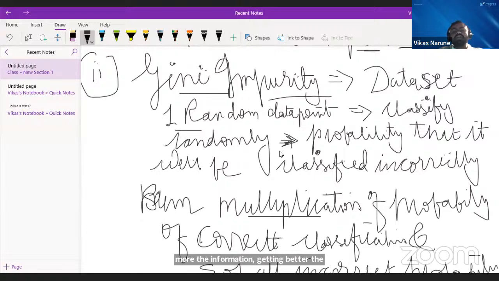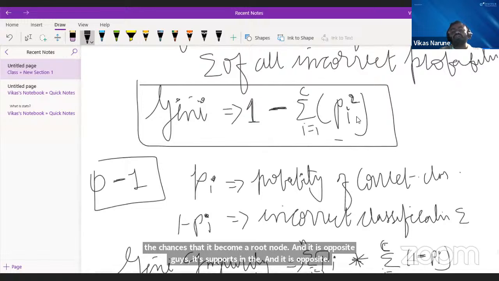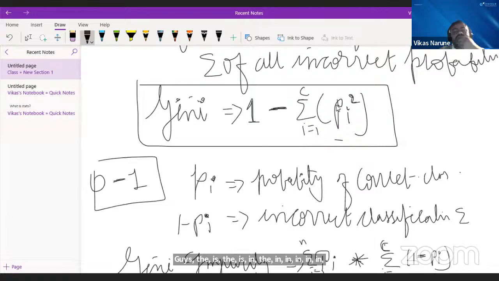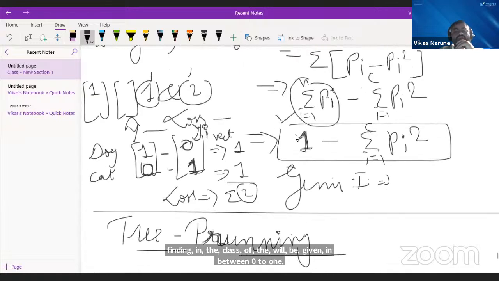In Gini impurity, we calculate it this way: 1 minus the summation of all incorrect classification probabilities squared. Gini impurity is given between 0 and 1. The more it is towards 0, the better the chances that it becomes the root node. That's what we have to evaluate, guys.